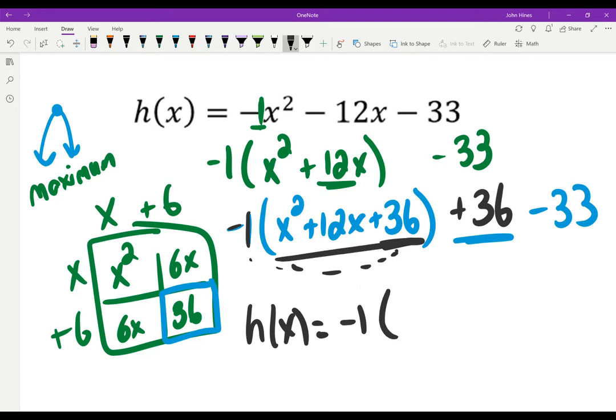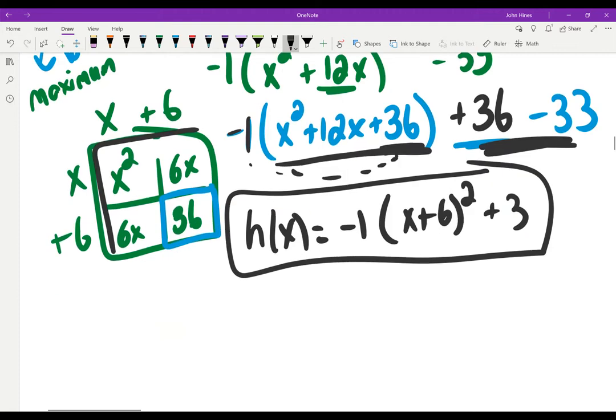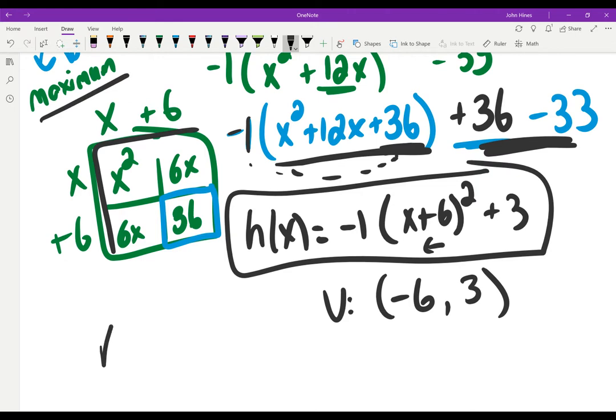So our final step is to write the answer. -1 times what squared? What's squared here? X plus 6 squared plus 3. I combine my like terms out there. So my vertex is go left 6, go up 3. Left 6, up 3. So -6, 3. And like I said before, that's a maximum. That's the highest point of this parabola because my leading coefficient is negative.